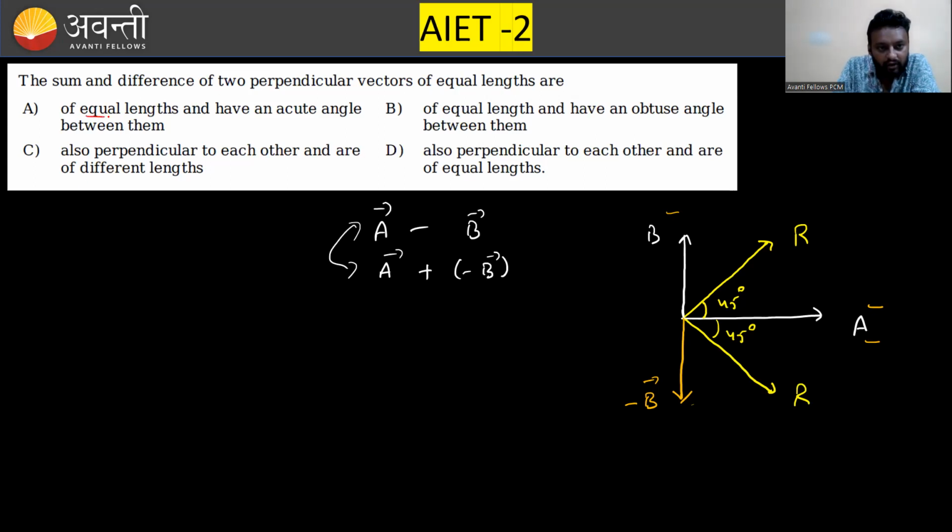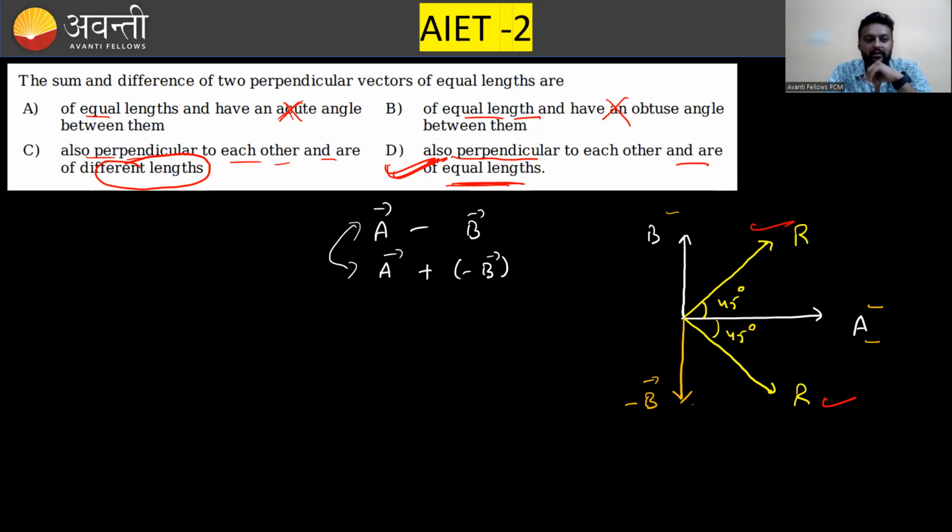So the option says of equal length and an acute angle. Not acute angle, the angle between them is 90 degrees. The next option says equal length and an obtuse angle. No, not obtuse, it should be perpendicular. They are saying also perpendicular to each other but of different lengths. No, in this case lengths should also be the same. Option D says also perpendicular to each other and of equal length. Now this option is correct because the length of this R and this R must be the same and the angle is 90 degrees. So which option is correct? Option D is correct.